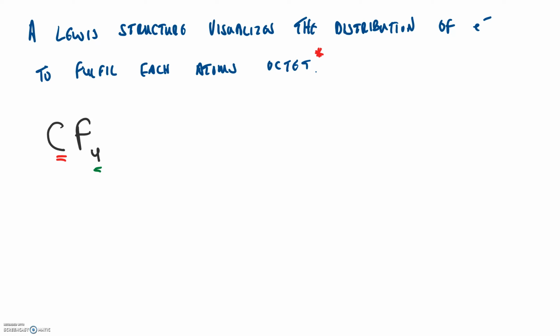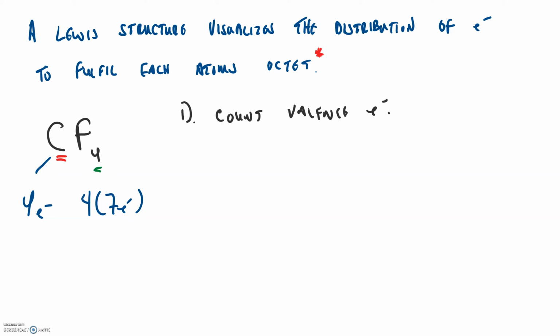So the first step that we're going to do is count all the electrons that are in the valence, that is, all the outermost energy level electrons. And we know by looking at the periodic table that carbon has 4 electrons in the valence, and that each fluorine has 7, and there are 4 of them. So this means that for the valence electrons, we have a total of 28 from the fluorine, 4 from the carbon. That's 32 electrons to play with.